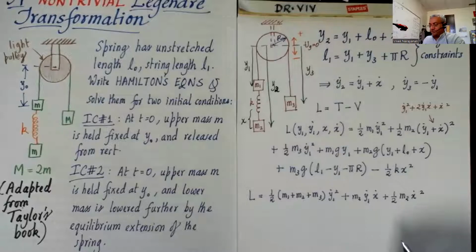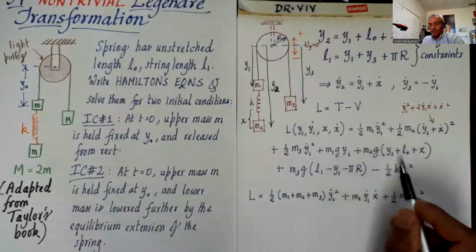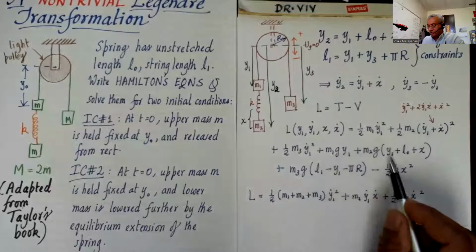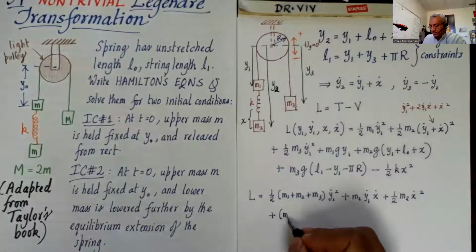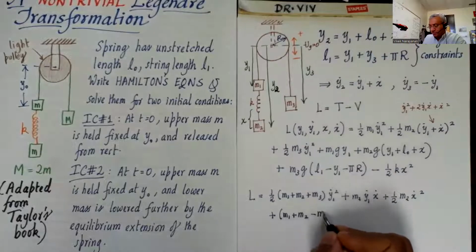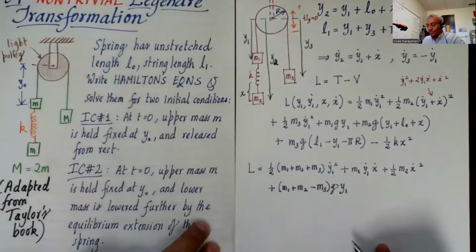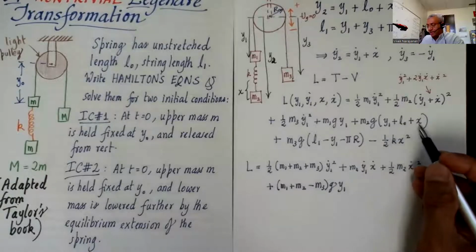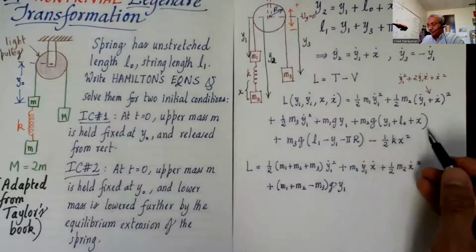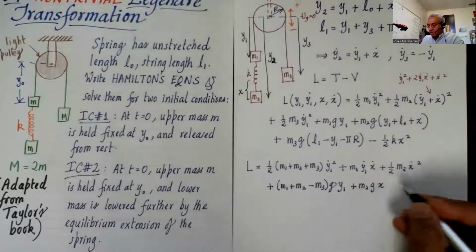Now for the potential energy term. Again, I can play the same game. I can take all the y1 terms together. So y1 has m1 g, m2 g, and negative m3 g. So I'll write that here: m1 plus m2 minus m3 times g. I'm taking g outside so that it's common to all three terms. And then I still have a bunch of terms. For example, I have this m2 g x, so I have to write that. And I have this 1/2 k x squared.